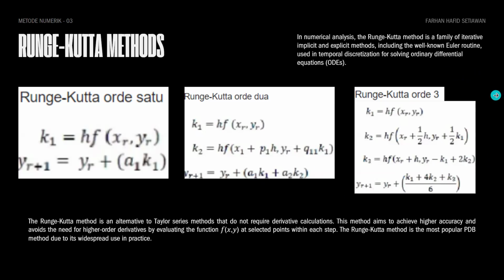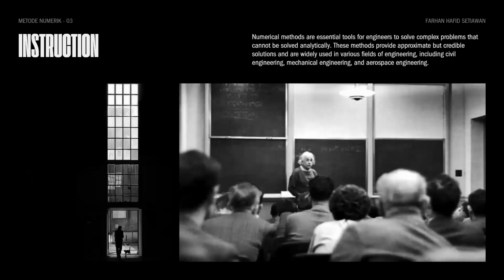Okay, let's go to the instructions. Numerical methods are essential tools for engineering to solve complex problems that cannot be solved analytically. These methods provide approximate but credible solutions and are widely used in various fields of engineering, including civil, mechanical and aerospace engineering. Simply, this is the step function about the idealization and initial thinking before the process of solving an engineering problem. The step by step that we are going to do to solve a problem, then we do some checks for the optimization too. Let's go, I'm going to give you an example.